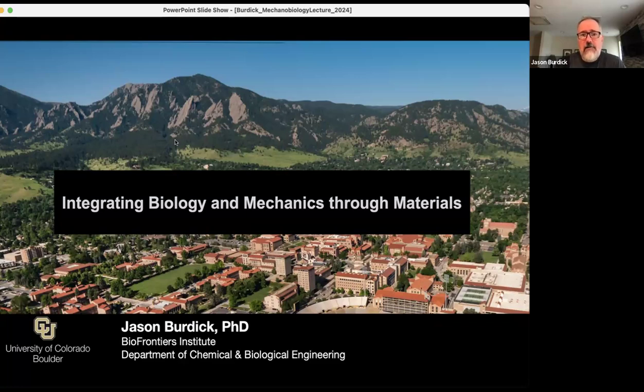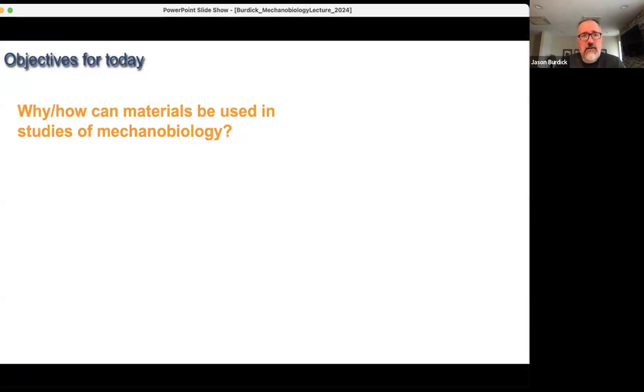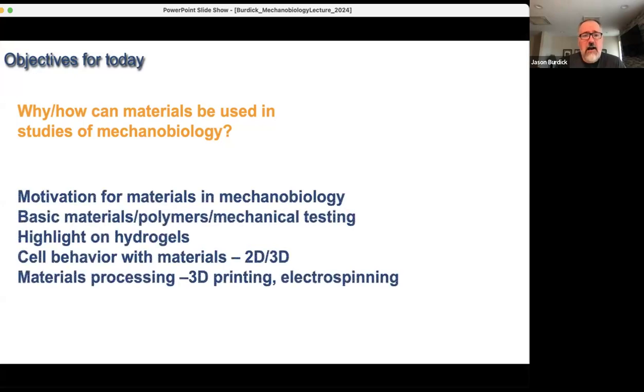Great, so integrating biology and mechanics through materials, and we would typically call these mostly biomaterials. The objectives for this lecture are to talk about why you might want to use different types of materials in mechanobiology, and then how you can implement them for these different applications. I'll go through a little bit of the motivation again. I think it builds off lectures you've already heard throughout the week. Again, I'll go through just a little bit of basic material science. I've pulled some of that over the years in this lecture, so it's not too much about just the basics, but I'll try to bring out important points and properties of these materials that you might be interested in.